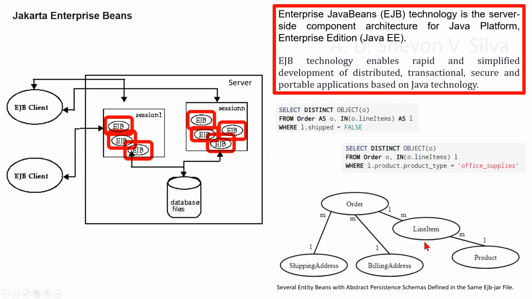The entity bean line item is related to product in a many to one relationship. Enterprise beans query language, EJB QL, allows the bean provider to specify finder queries for order EJB by navigating over the CMR fields and CMP fields defined by order and line item.